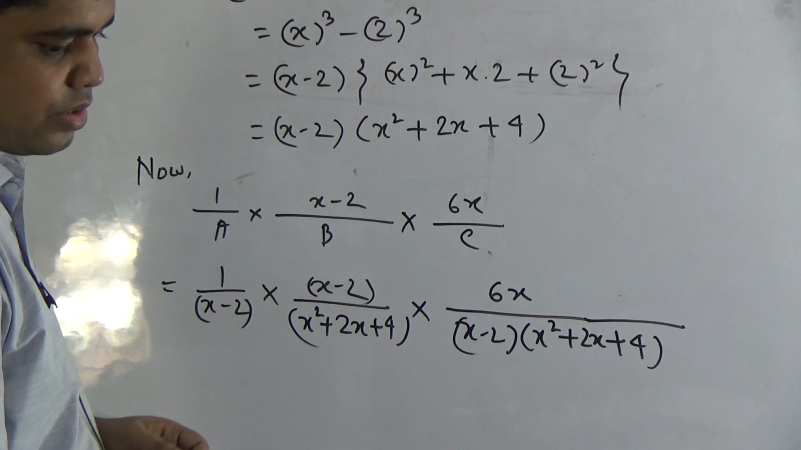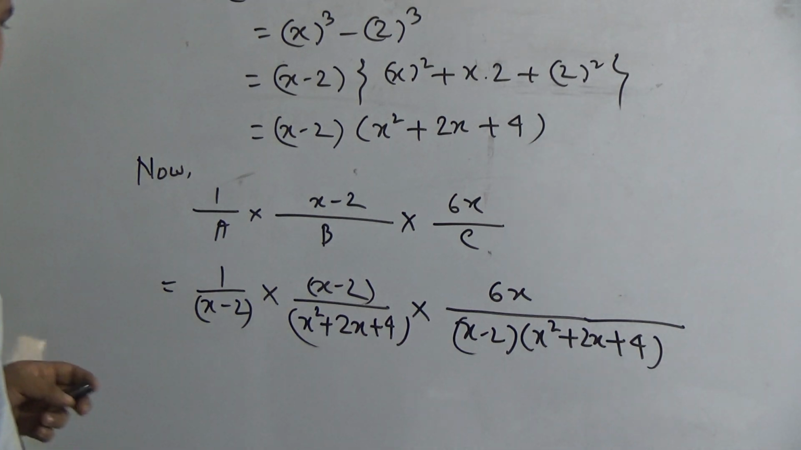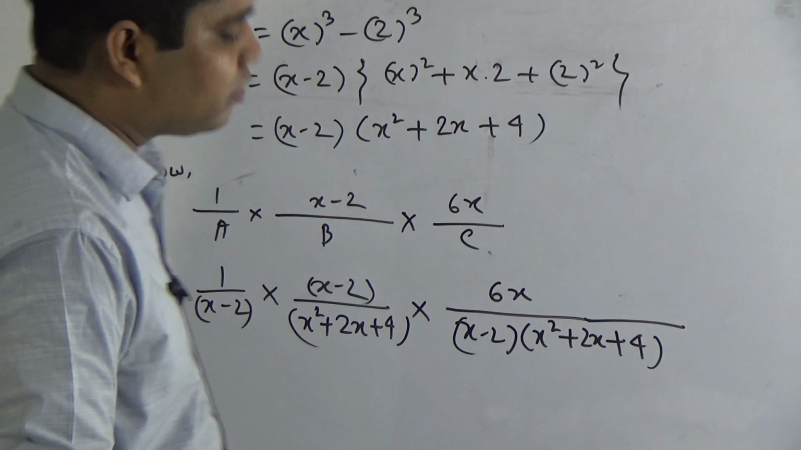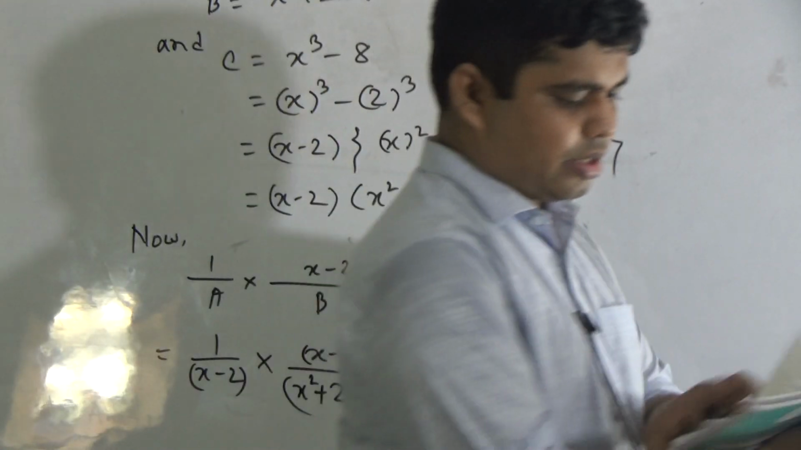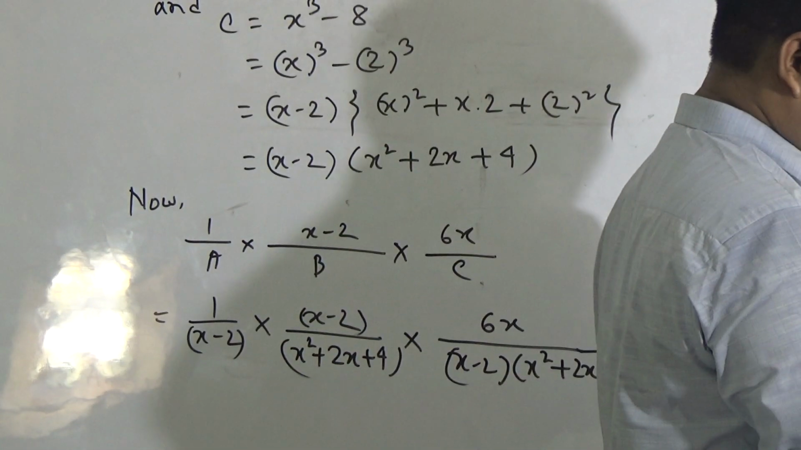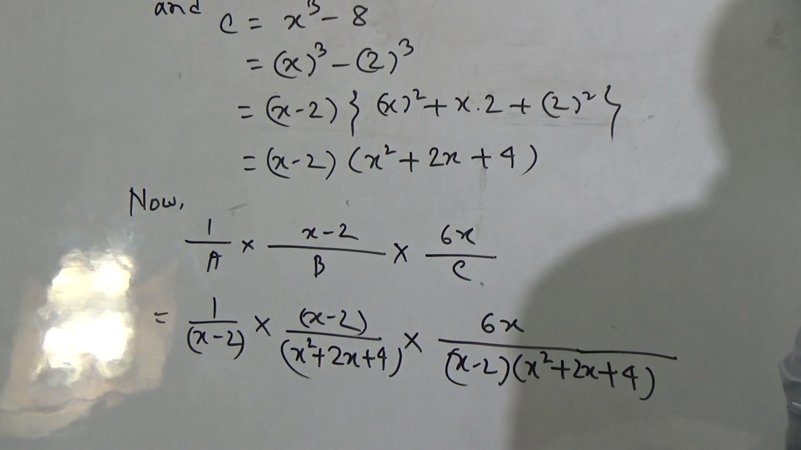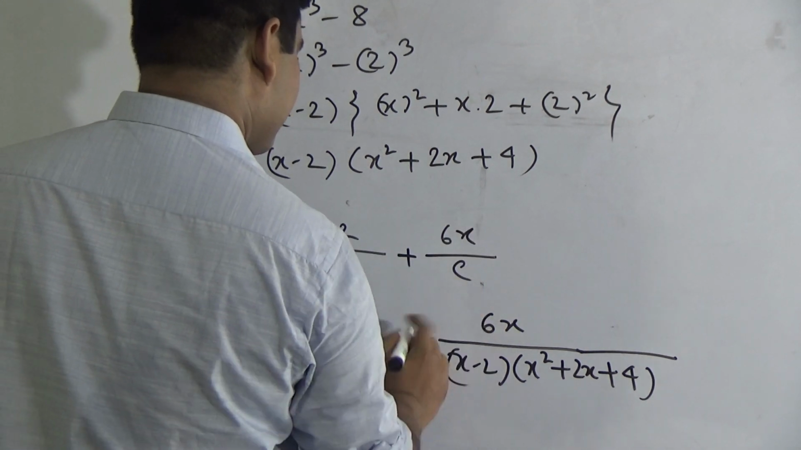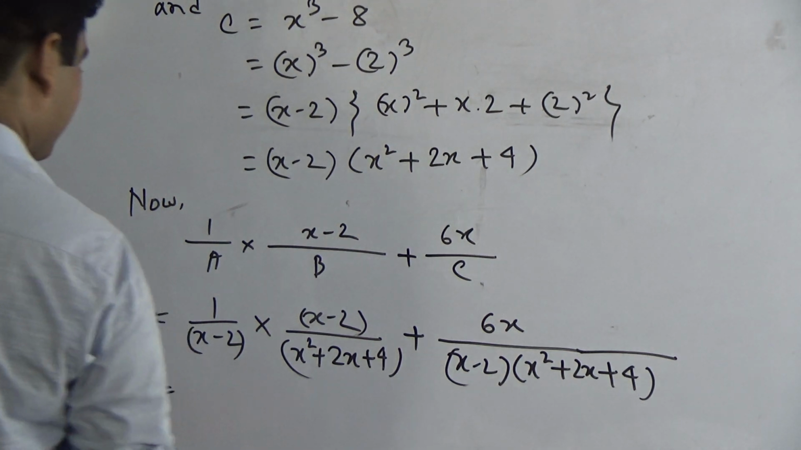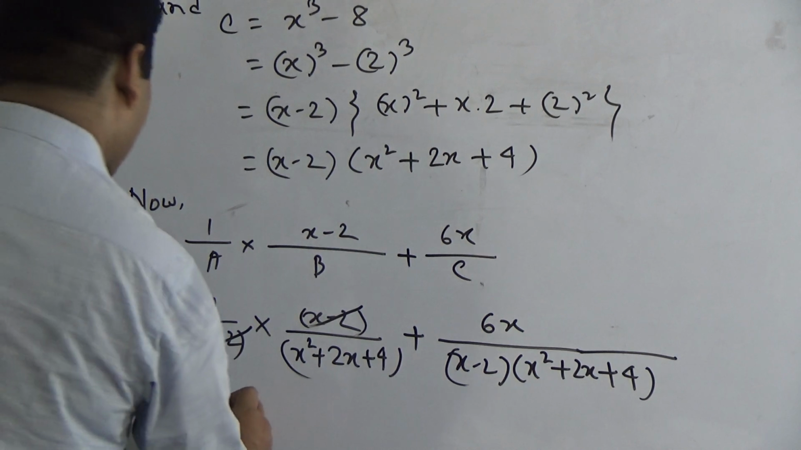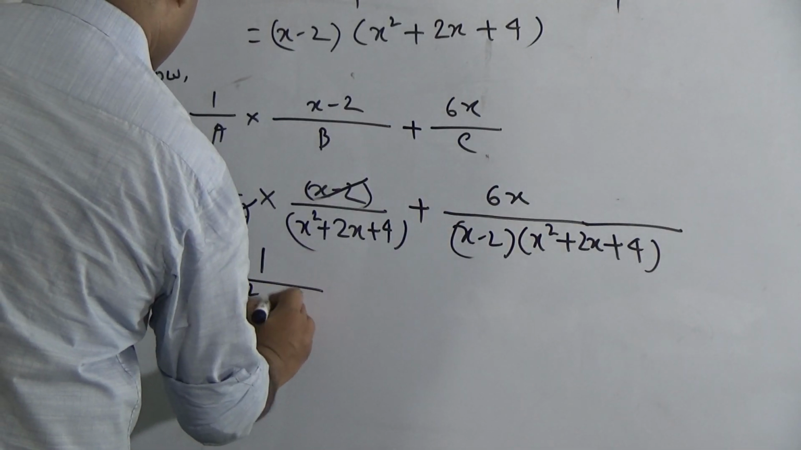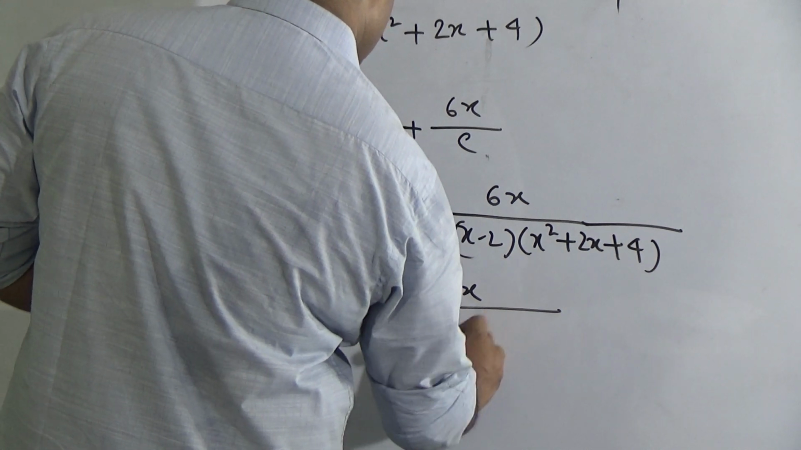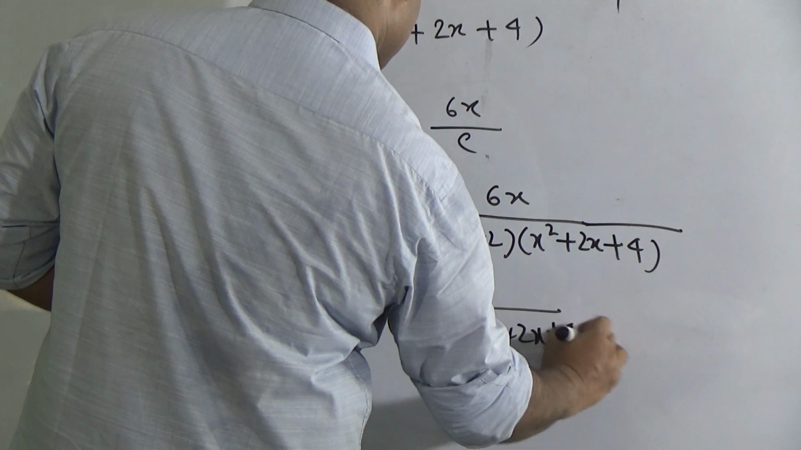Now, my dear student, please notice, sorry, we check this problem again. This is plus, not multiply sign. So here we use plus sign. Now at first we do multiplication of these two numbers. X minus 2 are cut. Here left 1 by x square plus twice x plus 4 and here 6x by x minus 2 and x square plus twice x plus 4.